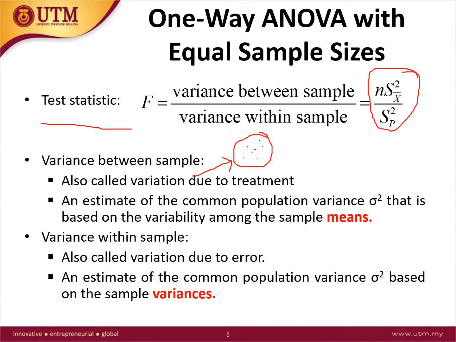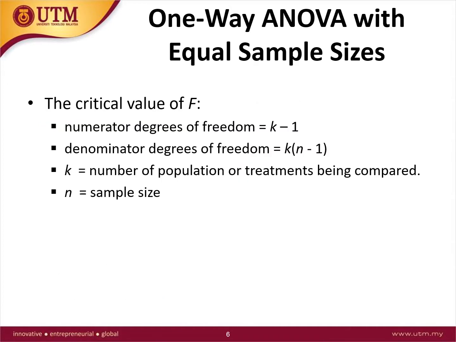It estimates the common population variance based on the variation among the sample means. For variance between samples, let's say we have two samples here, data for group A and group B. The variance between samples is the variance between group A and group B. The variance within samples is called the variance due to error, the estimate of the common population variance based on the sample variances.